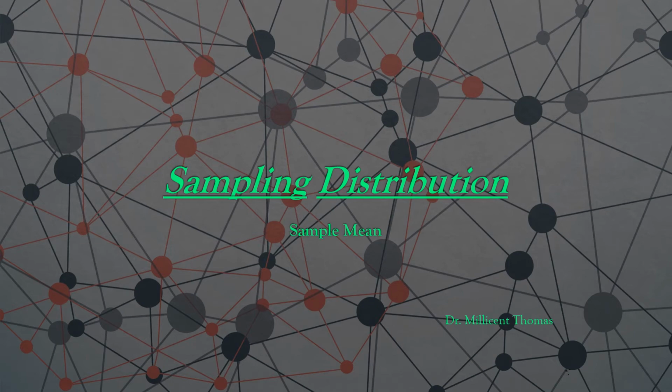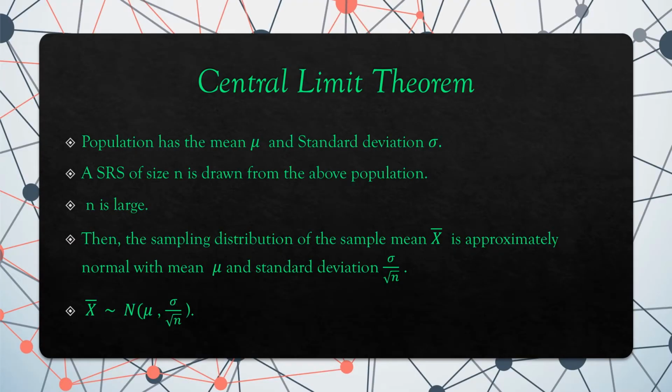Hello, in this video, I would like to explain about the sampling distribution of the sample mean. Let us consider a population which has the mean mu and the standard deviation sigma. And let us draw a simple random sample of size n from this population, the population which has the mean mu and standard deviation sigma.